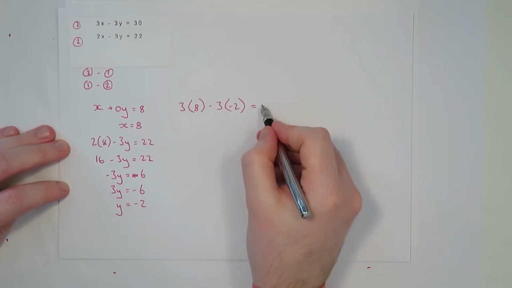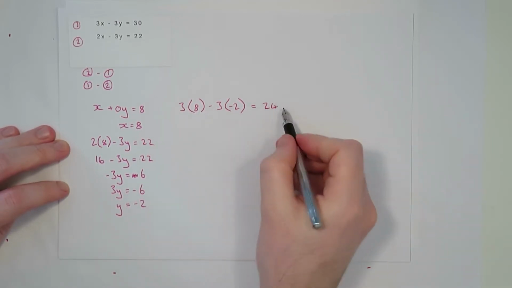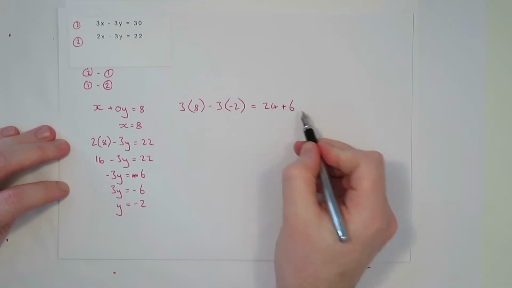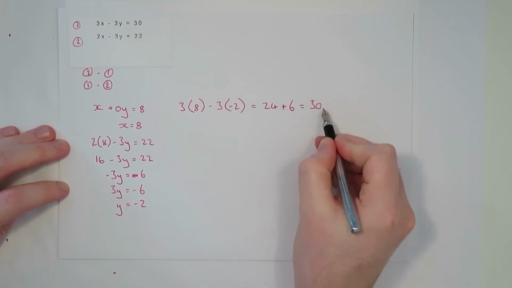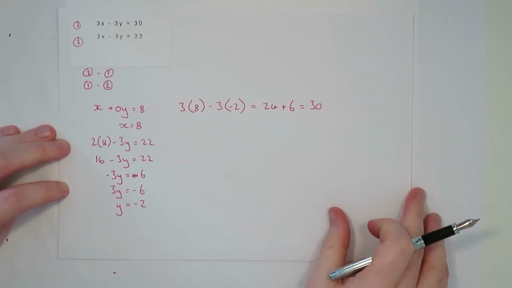3 lots of 8 is 24. Minus and a minus make a plus. 3 times 2 is 6, which is 30, which is what we were expecting. So that question there is correct.